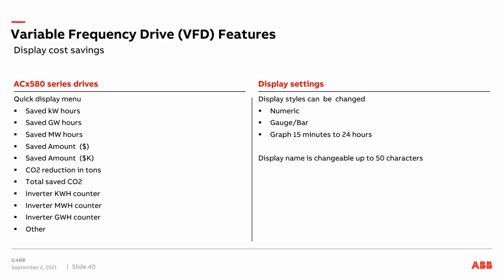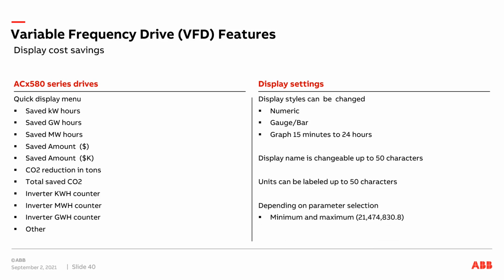The display names can be changed up to 50 characters. Units can be labeled up to 50 characters. If you're doing some math and you want different units, you can display whatever units you want, and you can actually have your own units. Depending on parameter selections, for certain parameters like kilowatt hours, the maximum is over 21 million. If you're running over 21 million kilowatt hours or megawatt hours, you've definitely been running for a long time. Your selectable minimum and maximum are over 21 million negative to over 21 million positive. So there's a very, very large range for these drives.